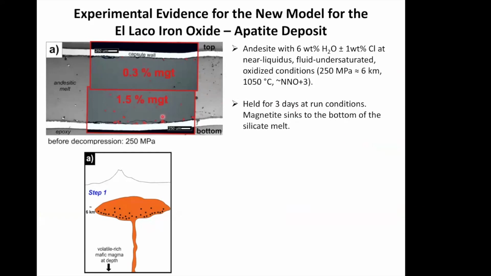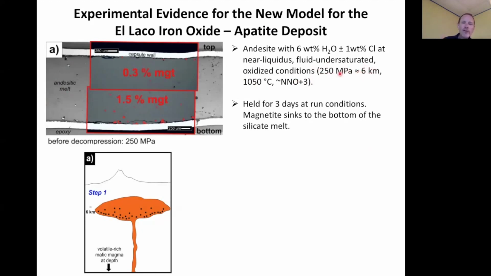So the last bit of data that I'll show you today are from experiments that we conducted over the last couple of years, where the top here represents a capsule, where we've got the bottom of a capsule and the top of a capsule, and we're simulating a magma chamber. So if we go back to the cartoon on the lower left, we're simulating what happens to an andesite as it cools and decompresses. So we took an andesite, we heated it up to 1050 degrees at an oxidation state of nickel-nickel oxide +3, which is about FMQ +4, at 250 megapascals, which is about 6 kilometers.